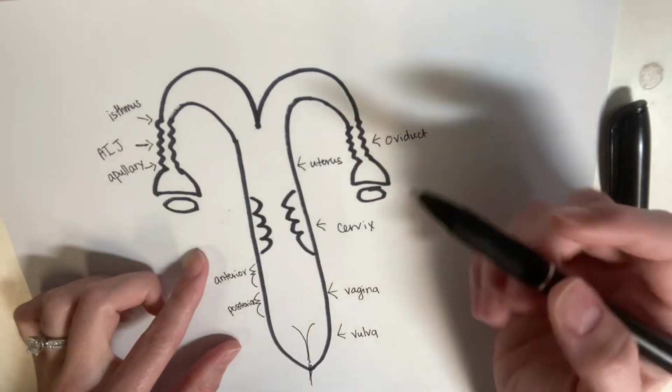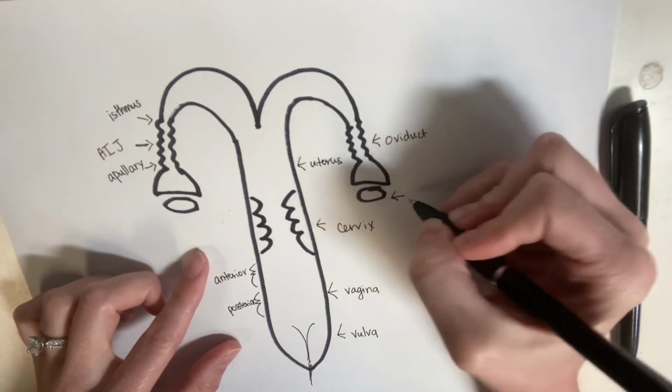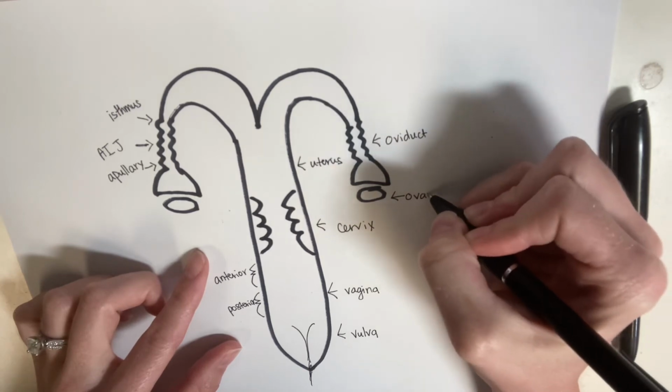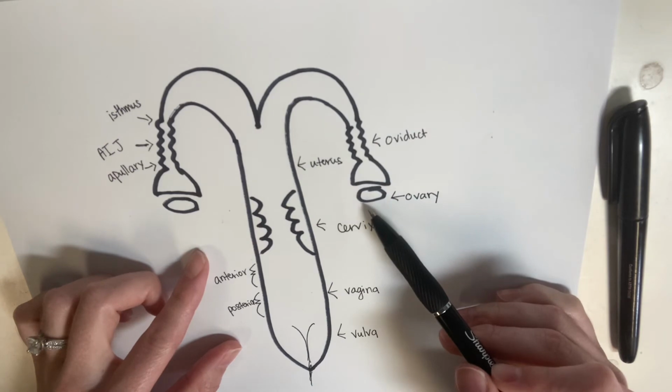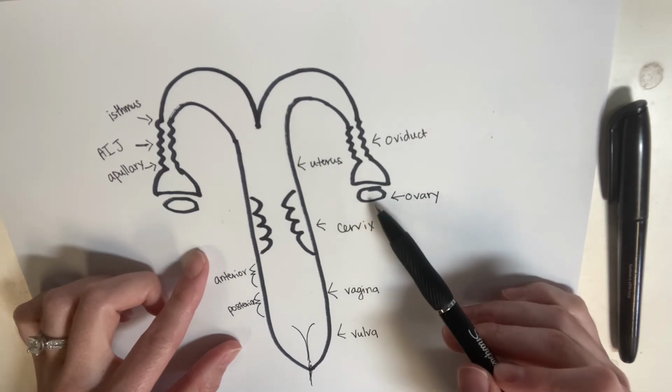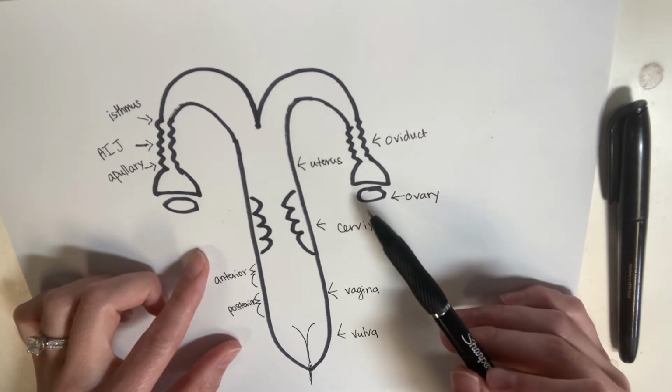All right, moving down to the ovary. The ovary's role is not only to produce eggs, but also to produce female hormones such as estrogen and progesterone. And here in just a second, we'll see just how critical these 2 hormones are, not only to egg production, but also to pregnancy maintenance.